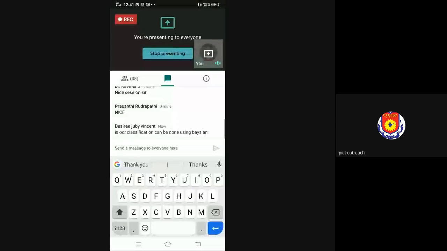One question I have got: is OCR classification possible? Yes, sir, one question is there in the chat box. Can OCR classification be done? Yes, sir, of course, why not?